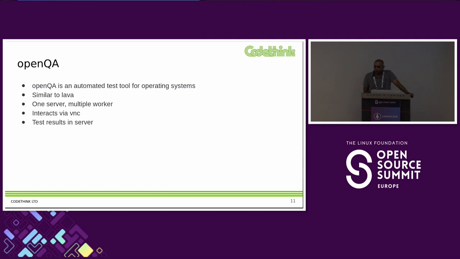So the architecture of OpenQA is almost the same as Lava. It has a web interface to view the test results. It is also responsible for sending the job to a worker. Workers then create a virtual machine for tests if it is a QEMU-based job, or if it is a hardware-based job, then it tries to connect via VNC to the desktop.